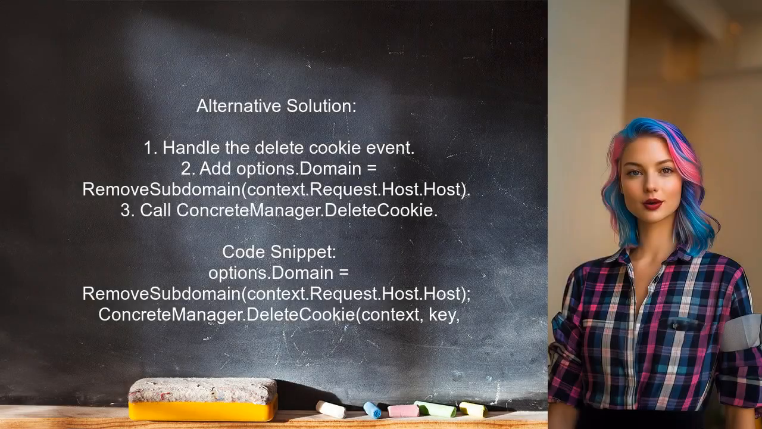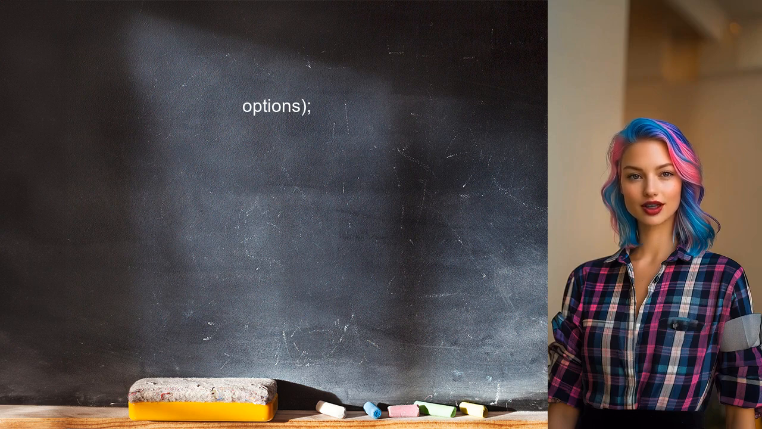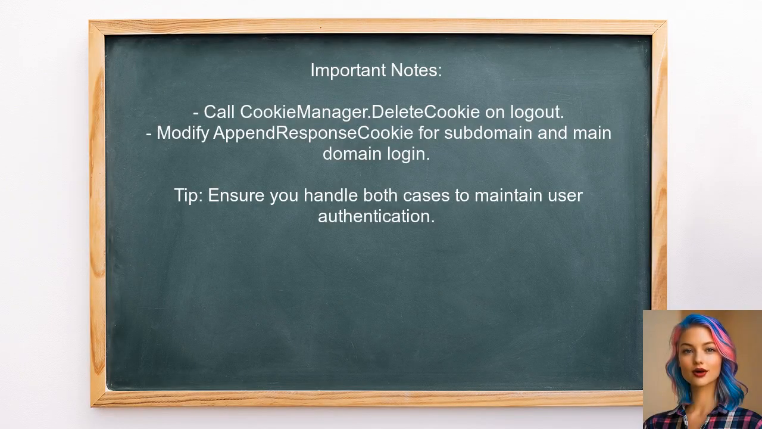An alternative solution provided by another user involves handling the delete cookie event. They suggest adding options.Domain and using a function to remove the subdomain from the request host. This should be done before calling the delete cookie method. Additionally, they remind us to call the delete cookie method during logout. If you want to log in on both subdomain and main domain, you will need to modify the append response cookie method to avoid issues with only getting the top-level domain.